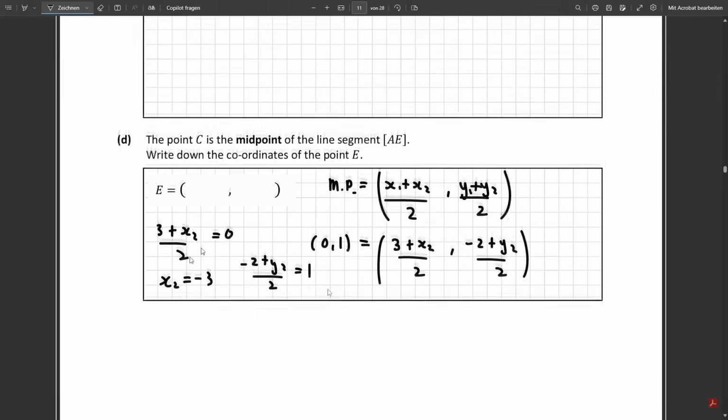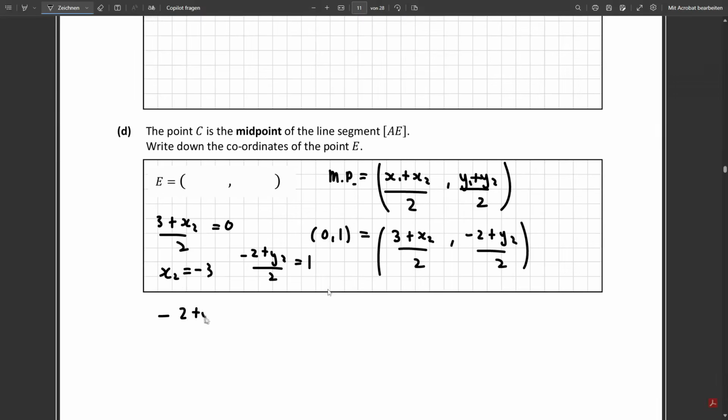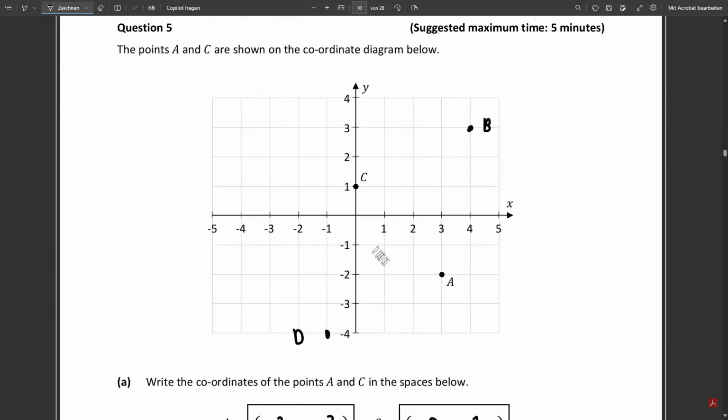So I'll just go down here. So I'll have minus 2 plus y2 is equal to 2. Then bring the 2 to the other side and you get that y2 is equal to 4. So then we have (-3, 4) as our answer. And you can kind of see if it makes sense. So if we have minus 3, so x is minus 3, and we have 4 up here, that's what it would look like. You can see that C clearly there is the midpoint.